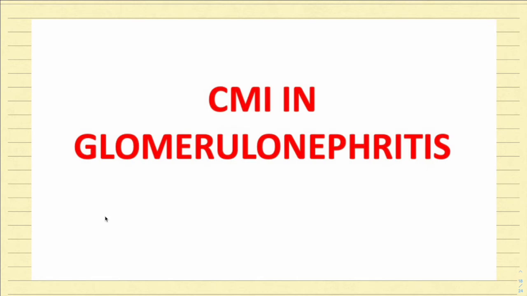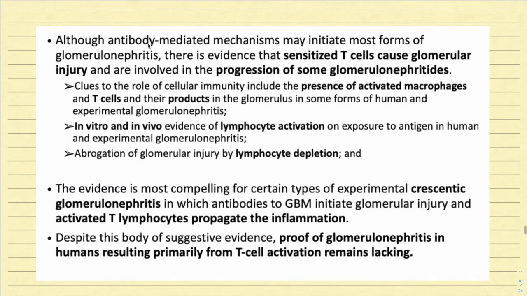Now we have completed in detail the antibody mediated reactions, the pathogenesis where antibodies, that is humoral immunity, were playing a role. Antibody mediated pathology of glomerulopathies was discussed. Now we will discuss the role of cell mediated immunity in glomerulonephritis pathology. Although most antibody mediated mechanisms initiate most forms of glomerulonephritis, as we saw before, there is evidence that sensitized T cells can also cause glomerular injury and are involved in the progression of some glomerulonephritis.